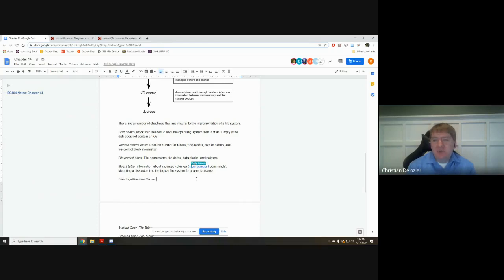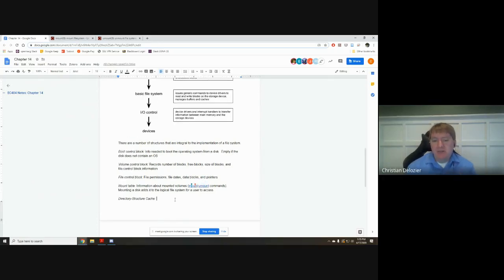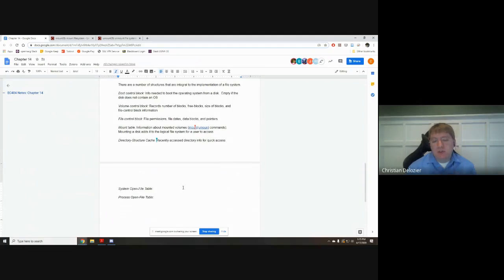The directory structure cache, we talked about that a little bit already. This is managed by the basic file system. This is the recently accessed directory information for quick access, just to make sure that we can re-access things quickly.